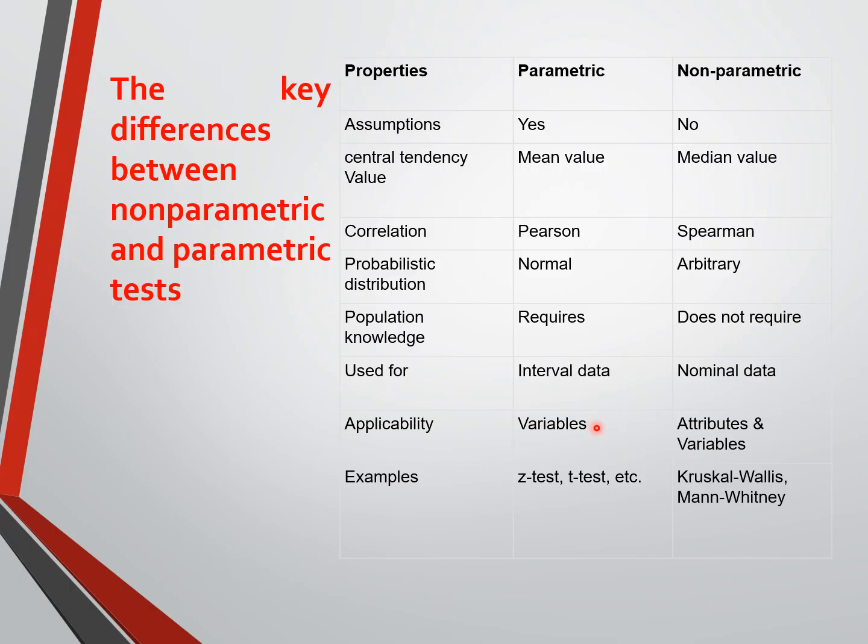Applicability in the parametric test is only for variables, but in non-parametrics we take the attributes also. In our Ph.D. thesis we also need to work out the demographic database: age of the sample, income of the sample, gender of the sample, and so on. That is known as attributes. Examples: here we can use the Z test. Here we use the Kruskal-Wallis and Mann-Whitney test as the major tests.